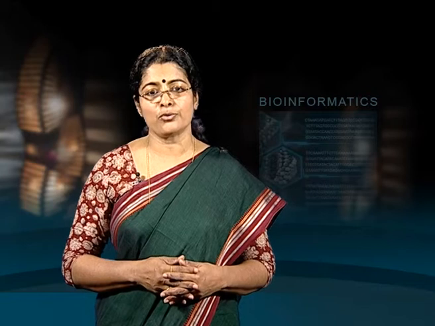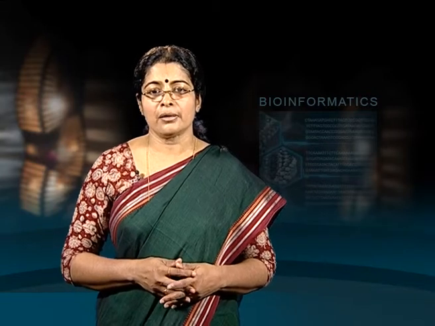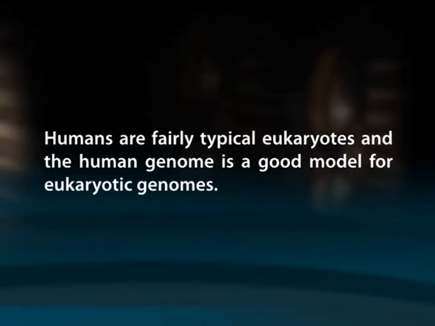The estimated genes, around 25,000 in the human genome, include an enormous amount of DNA that does not code for RNA or protein, but it is elaborately organized. Humans are fairly typical eukaryotes, and the human genome is a good model for eukaryotic genomes.